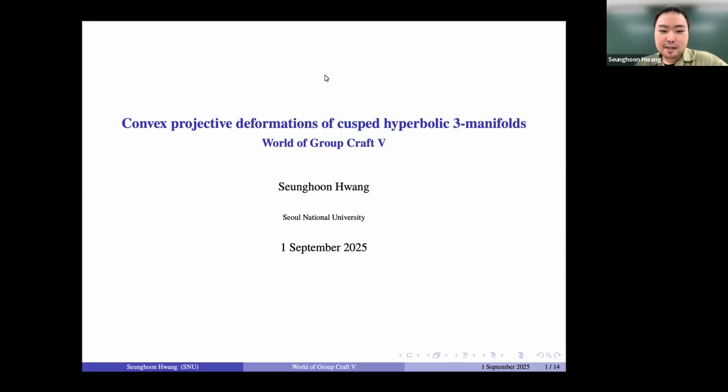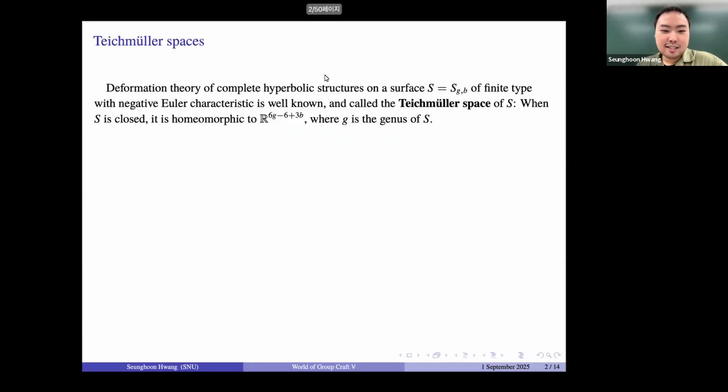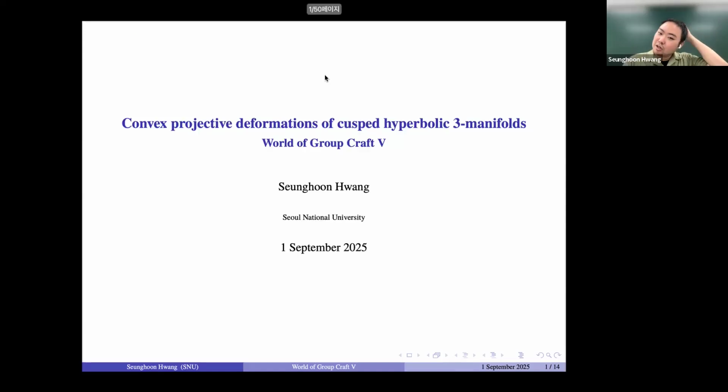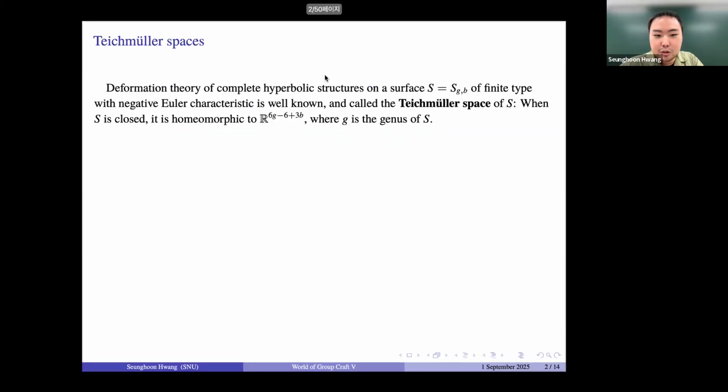Okay, so let's start. Today I'm going to be talking about, just like the title says, convex projective deformations of especially three manifolds, and more specifically, hyperbolic manifolds that have cusps. So let's just quickly review what happens in dimension 2 when we have surfaces.